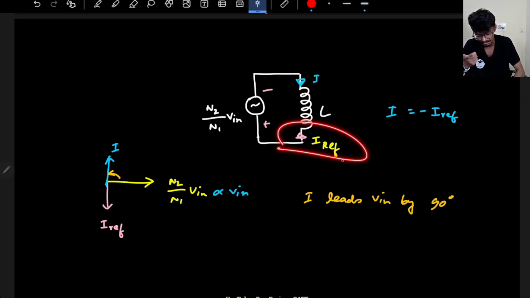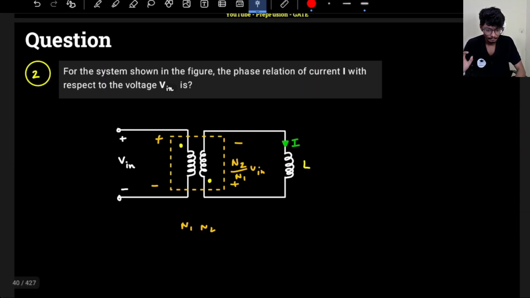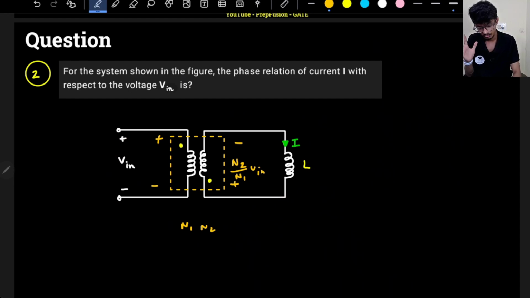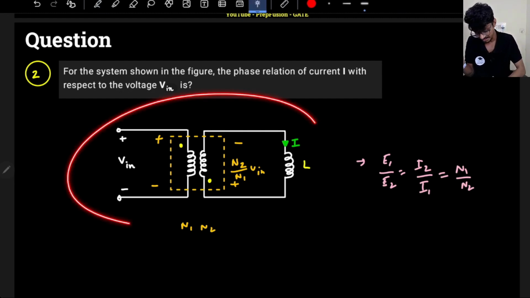You will not say, sir, I know the inductor current lags the voltage by 90 degrees, so I will tell that I reference lags by 90 degrees. But that is not what is asked, right? They have asked I, so you will solve according to I. These kinds of questions are very easy, but 90% of the students will not be able to solve them because they don't know how to start, because they have just mugged up the concept. What they have mugged up is that E1 by E2 equals I2 by I1 equals N1 by N2. That is what they have done. That's it. They don't know these basic things.